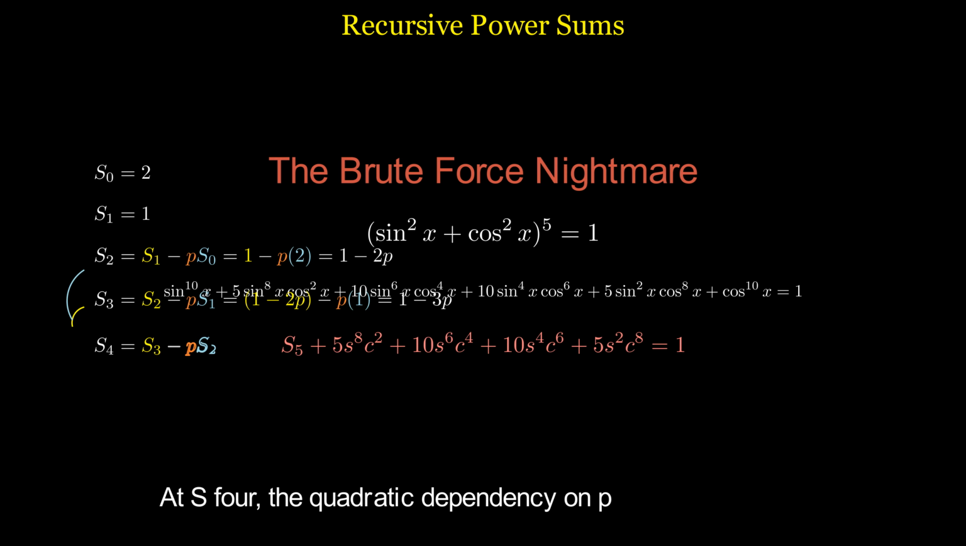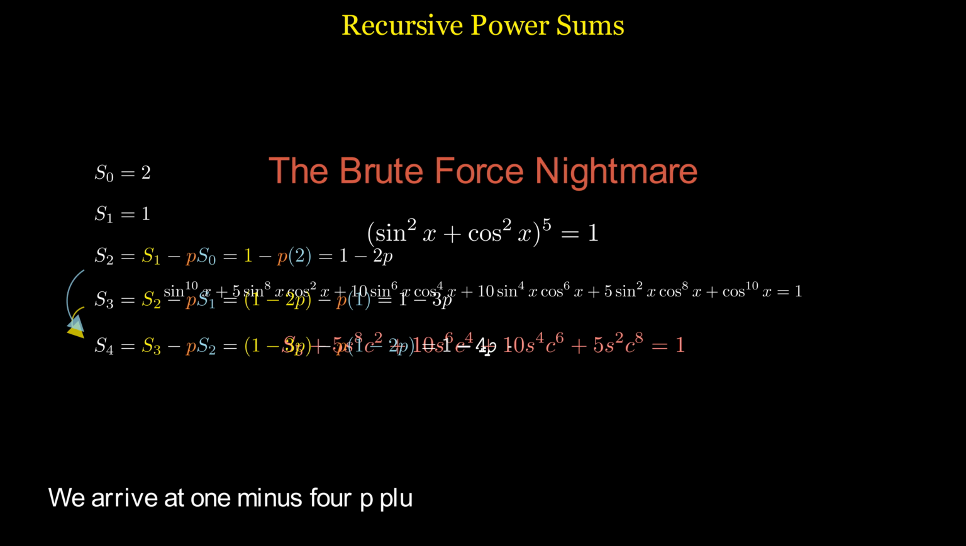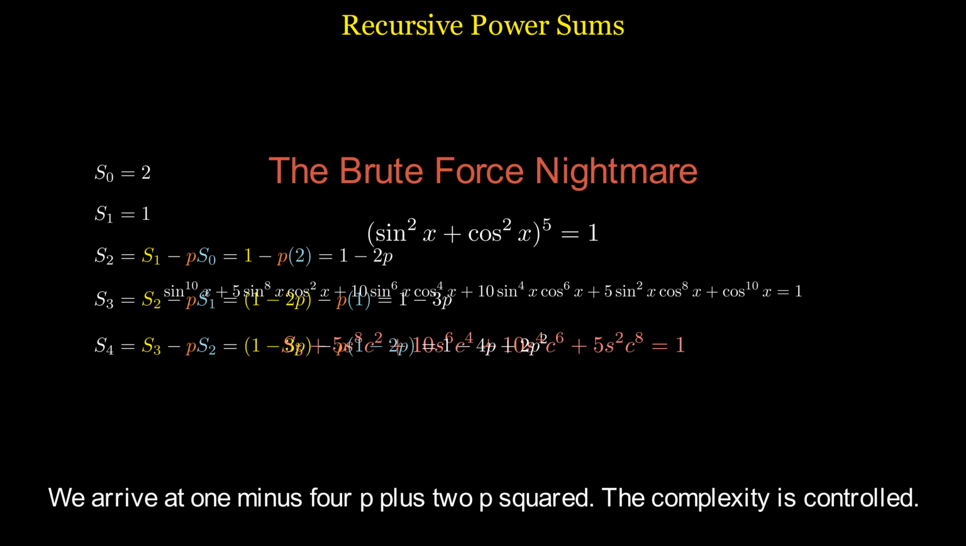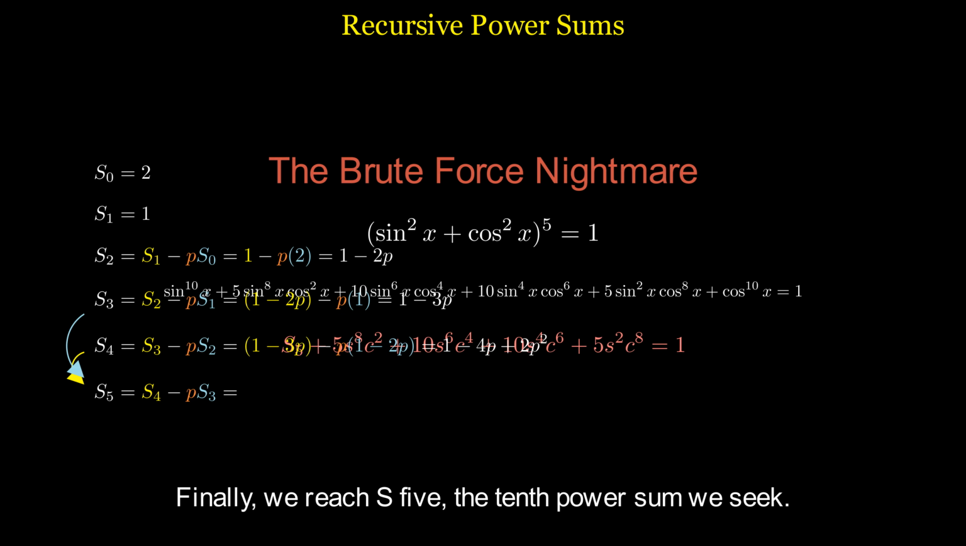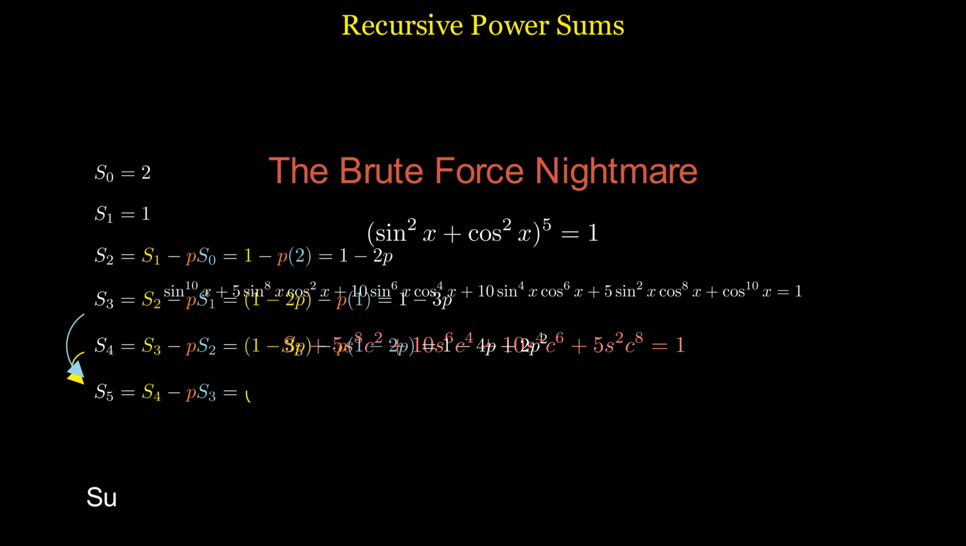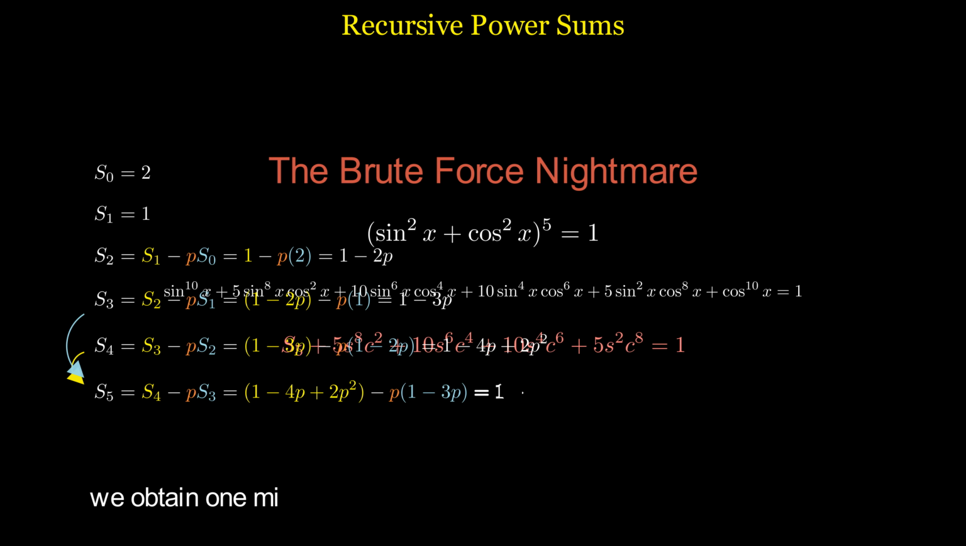At S4, the quadratic dependency on p manifests. We take S3 and subtract p times S2. After careful distribution and combining like terms, we arrive at 1 minus 4p plus 2p squared. Finally, we reach S5, our 10th power sum. One final reduction using S4 and S3 yields 1 minus 5p plus 5p squared.